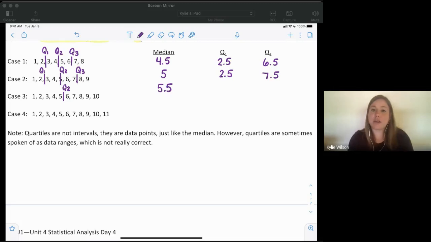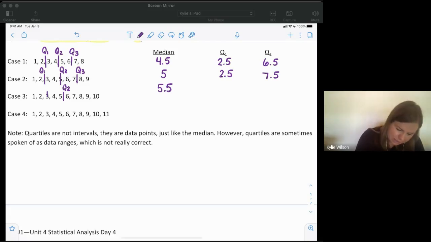Then I look at the lower end of the data. So 1, 2, 3, 4, 5. Now the reason that this is a separate case is that I have an odd number of data points on either side of my median. So those will be whole numbers. On the lower end, the left-hand side, I split that right in the middle, and that would be at 3. And then on the right-hand side, I split it right through the middle, and that would be at 8.